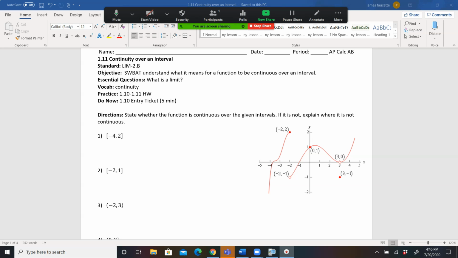Today we're going to talk about continuity over an interval. Now, the last couple of videos we talked about continuity at a specific point. We talked about a three-part definition that we need to use to justify whether a function is continuous at a certain point. So now we're just going to expand that and talk about whether a function is continuous over an interval. So this lesson is going to be two parts.